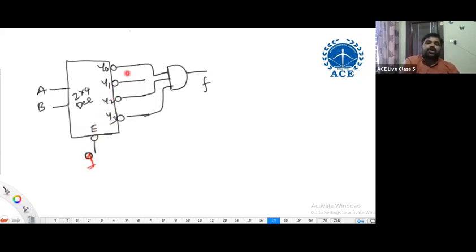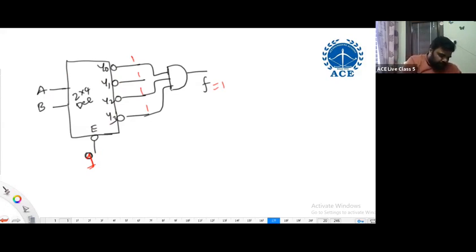When it is disabling, what will be the output, sir? 1, 1, 1, 1. Why? It is a logic 0 output decoder. As it is disabled, all the outputs are 1, sir. F will be 1 when it is disabled.